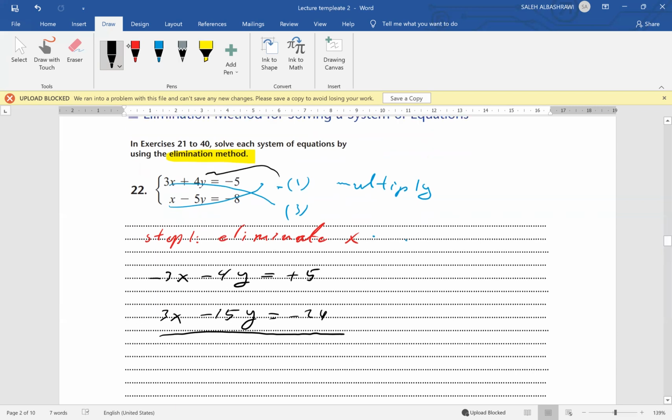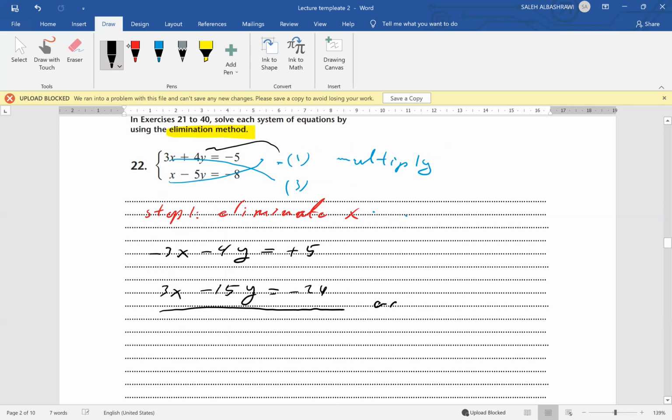Now add the two equations. If we add minus 3x with plus 3x, it will give me 0. So x is eliminated. We don't have any x anymore. Now minus 4y minus 15y will give me minus 19y, equal to 5 minus 24, which is minus 19. Now divide by the coefficient of y, which is minus 19. This will give me y equal to 1.